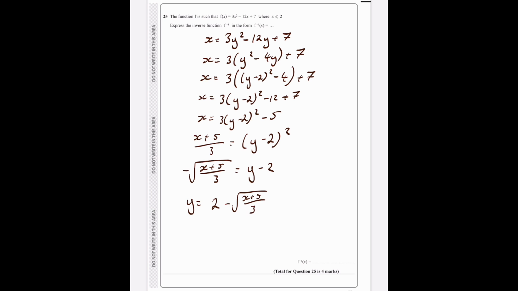Add the 2 to both sides, we'll get 2 minus root of (x plus 5) over 3, and that's the inverse function for question 25.